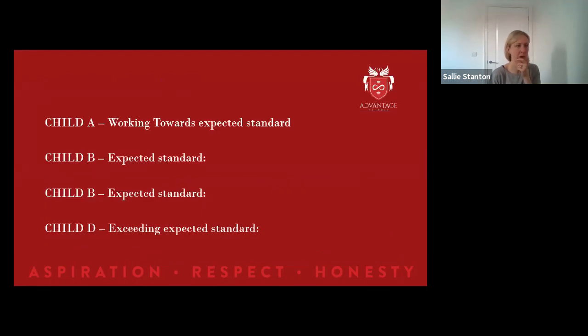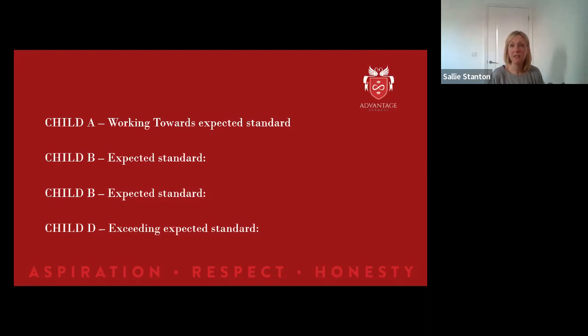So let's say we've got four children who have just done their Year 6 SATs. We've got child A working towards, child B and child C both working at expected, and child D exceeding the expected standard. So these judgments have been made about the level they're working at. We say Year 6, but you could relate this to Key Stage 1 or Key Stage 3, or change it to grades that would be around average or above average.